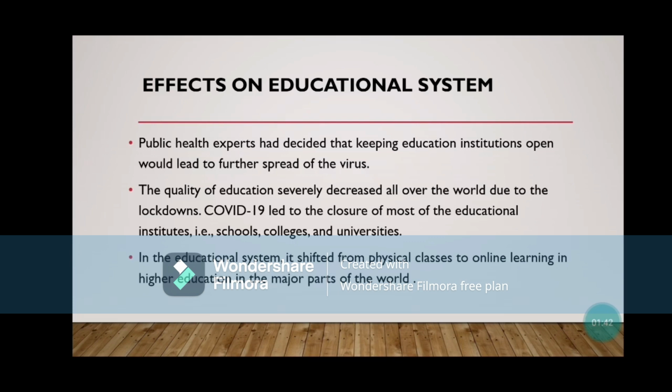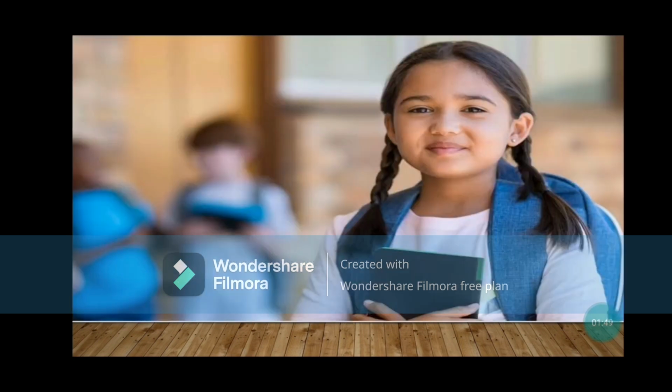In the educational system, it shifted from physical classes to online learning in higher education in the major parts of the world. Let's have a look at this picture. This is a girl who is going to school, but at the time of the pandemic they shifted physical classes to online classes, so students stopped going to schools, universities and other institutes for education.